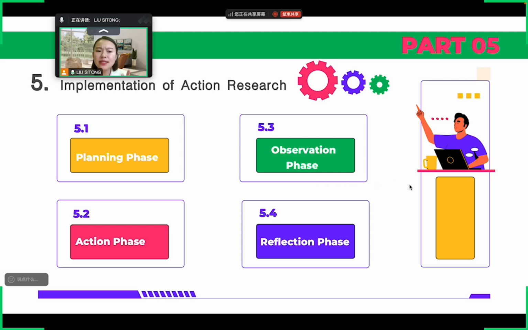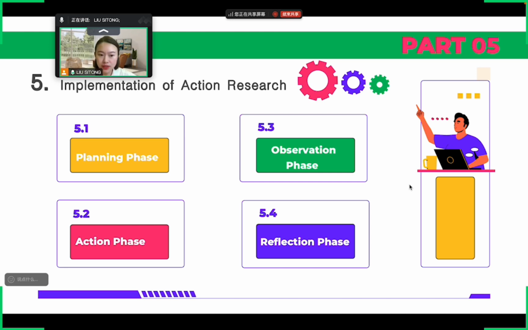And to address this problem, we introduced TBLT in the experimental class, designing real-life communication tasks such as role-playing, dialogues, and group discussions. The goal was to create an interactive learning environment that encouraged oral expression.